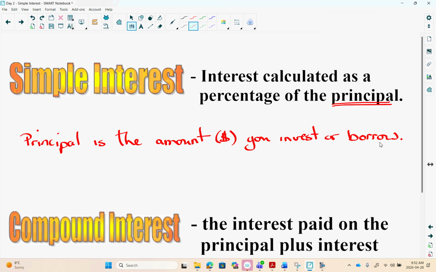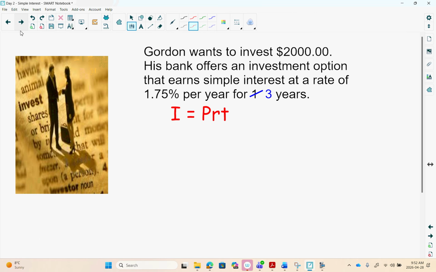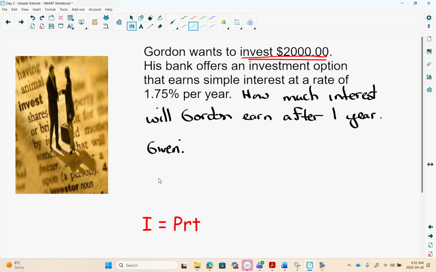How much does Gordon invest? So he's investing $2,000. That's actually the principal. So I know that P equals $2,000. His bank offers an investment option that earns simple interest at a rate of 1.75%. What's that represent? Is that I, R, or T? That's R. That's the rate.